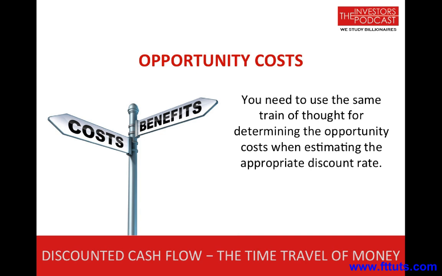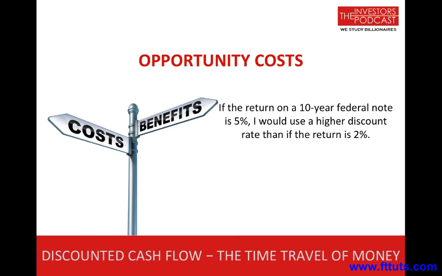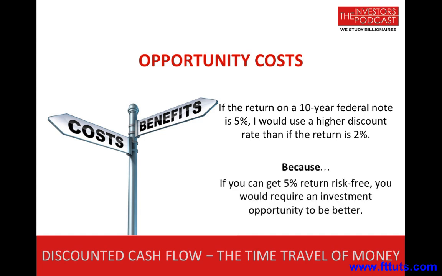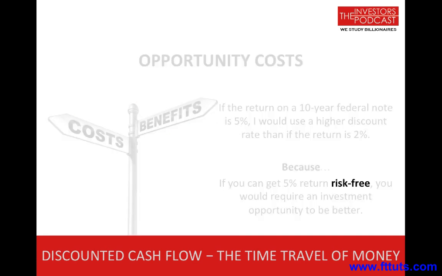The key determinant for you to look for as a stock investor is the interest rate, which is reflected in the 10-year Federal note. For instance, if the return of a 10-year Federal note is 5%, I would use a higher discount rate than if the return was 2%. The explanation for this is straightforward. If you can get a 5% return risk-free, you would require an investment opportunity to be better as an investment object than if you could only get 2% risk-free. Keep the term risk-free in mind.